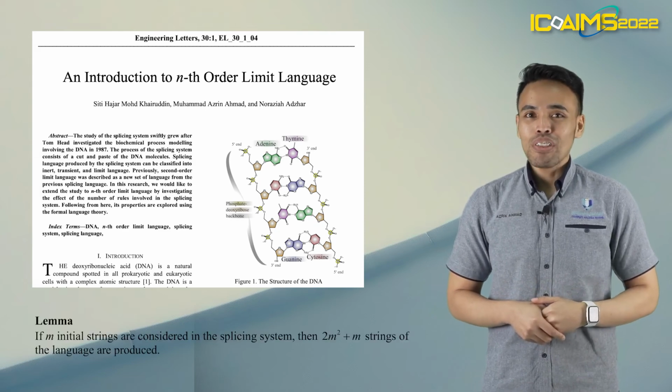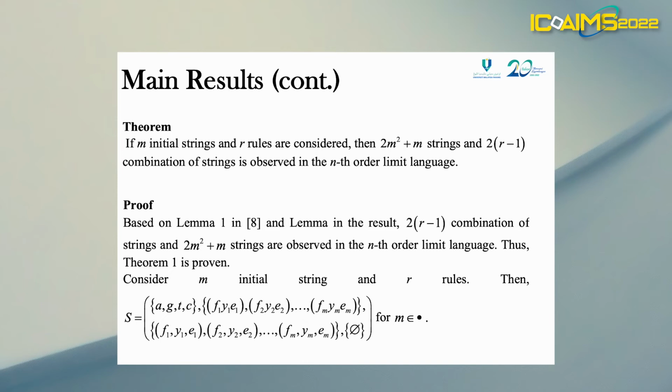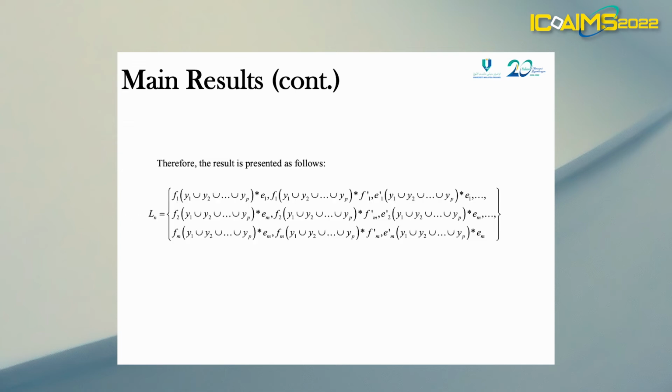In this theorem, when the head splicing system contains M initial strings and R rules, then the nth order limit language produces 2M squared plus M strings and 2R minus 2 combinations of strings. The nth order limit language is given as follows.